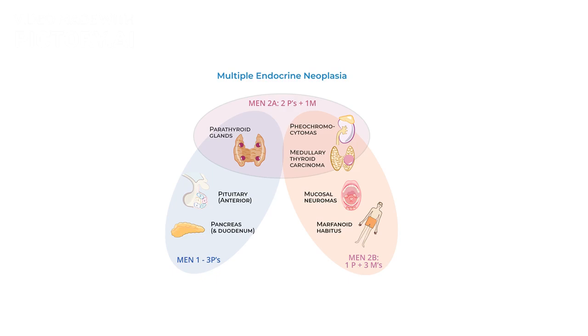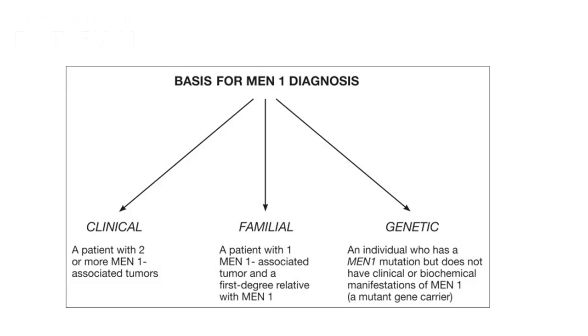Multiple endocrine neoplasia, MEN, is a group of disorders that affect the endocrine system. This slide illustrates the different types of MEN, including MEN1, MEN2A, and MEN2B, and the associated glands and tumors. The diagnosis of MEN1 is based on clinical, familial, and genetic factors. This slide outlines the criteria for each basis, emphasizing the importance of family history and genetic testing in identifying at-risk individuals.